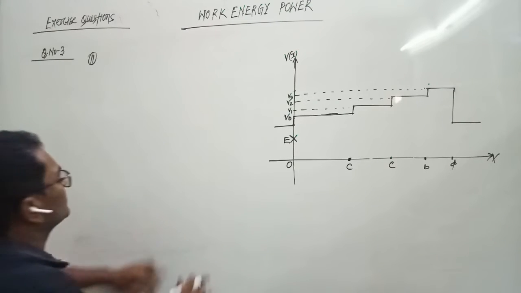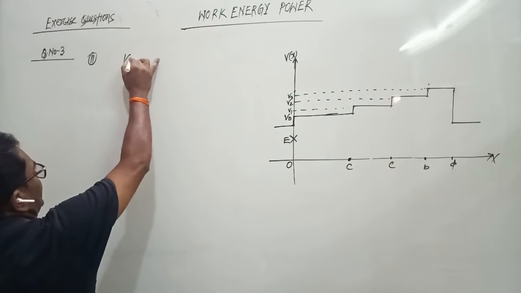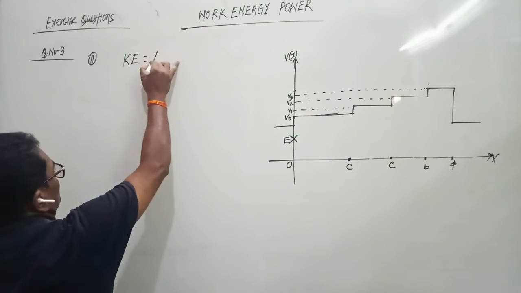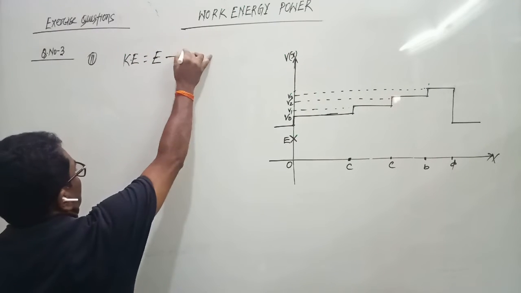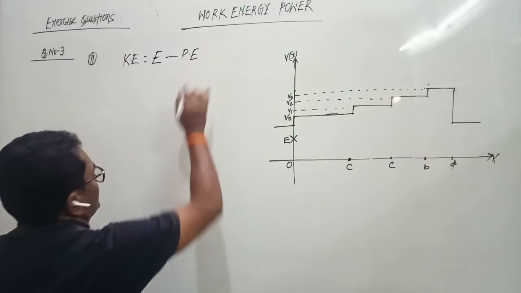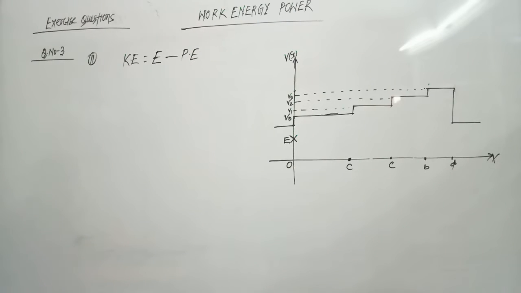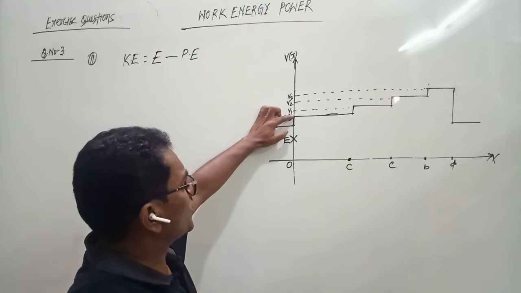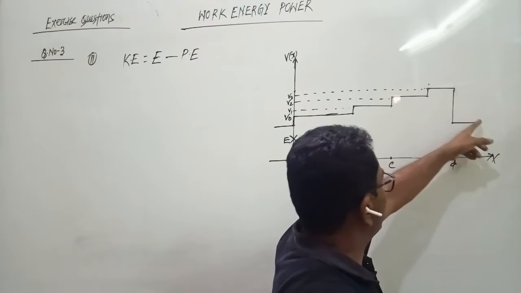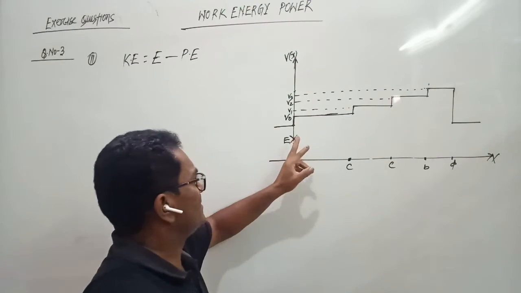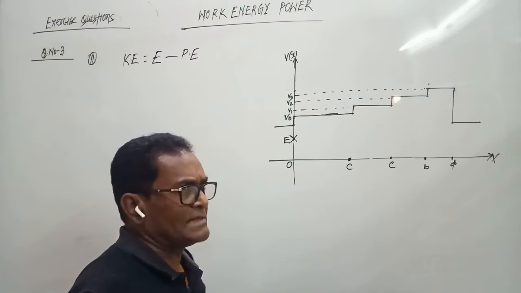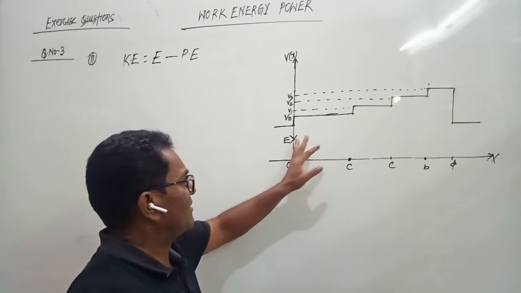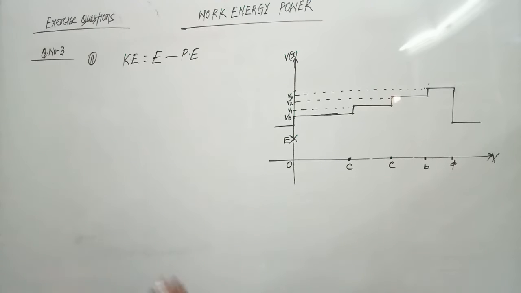As we know, kinetic energy equals total energy minus potential energy. Here the value of potential energy in the entire graph is greater than E.